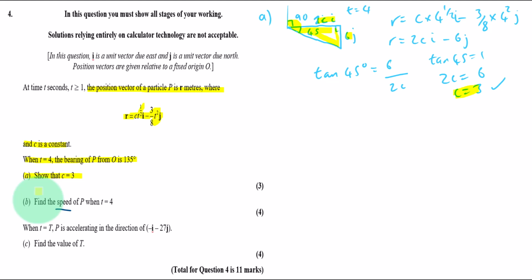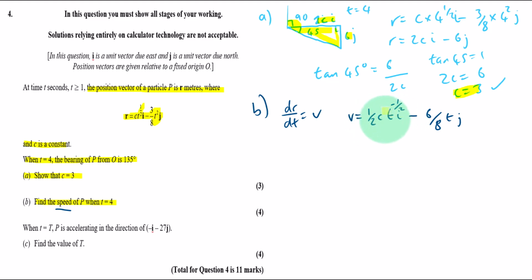Let's look at part B. Now remember, find the speed of P when t equals 4. We're good at this, we know it's a magnitude. But we can work out velocity by differentiating r. So we'll get some marks by doing dr/dt equals v and just differentiating this correctly. Remember, we multiply by the power and subtract the power by 1. Multiply the power, subtract the power by 1.